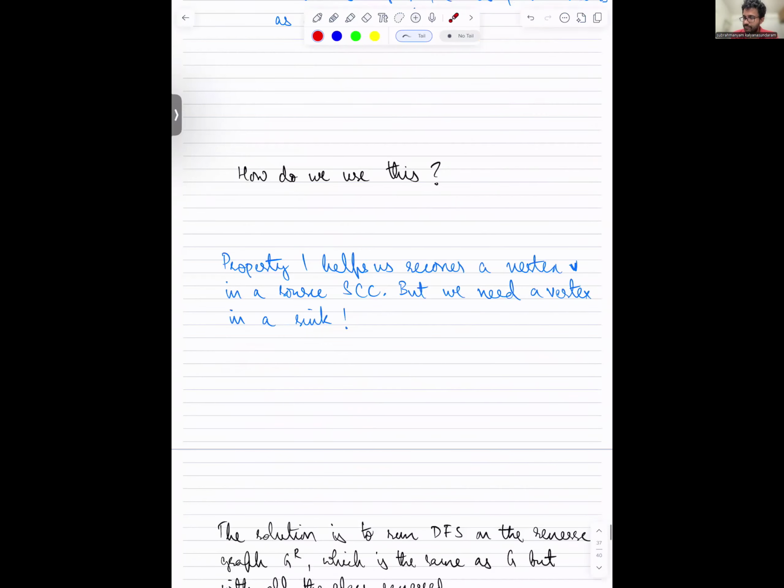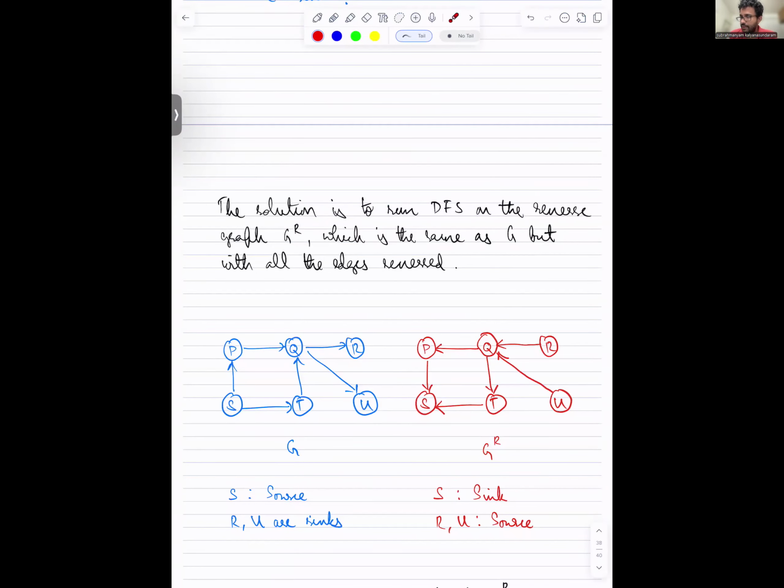Suppose this is our graph G, right? Which are the sources here? This is a DAG, I think. Yeah, this is a DAG. Which are the sources in this picture? In this blue picture? S is the only source. P, here. Q, T. Q is not a source. Q has an incoming edge, right? The only source is S.